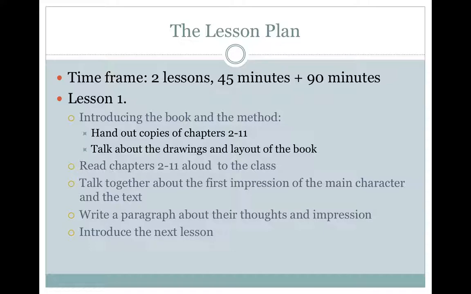And then I want us to try and talk together about the first impressions they get of the main character and the text itself. I think by talking about it first, it will give them a little bit of encouragement when they have to write a paragraph of their own thoughts and impressions of the text. And before the lesson finishes, I think I'll have to introduce the next lesson and tell them what we're going to do on Friday and how we're going to work on the role play.